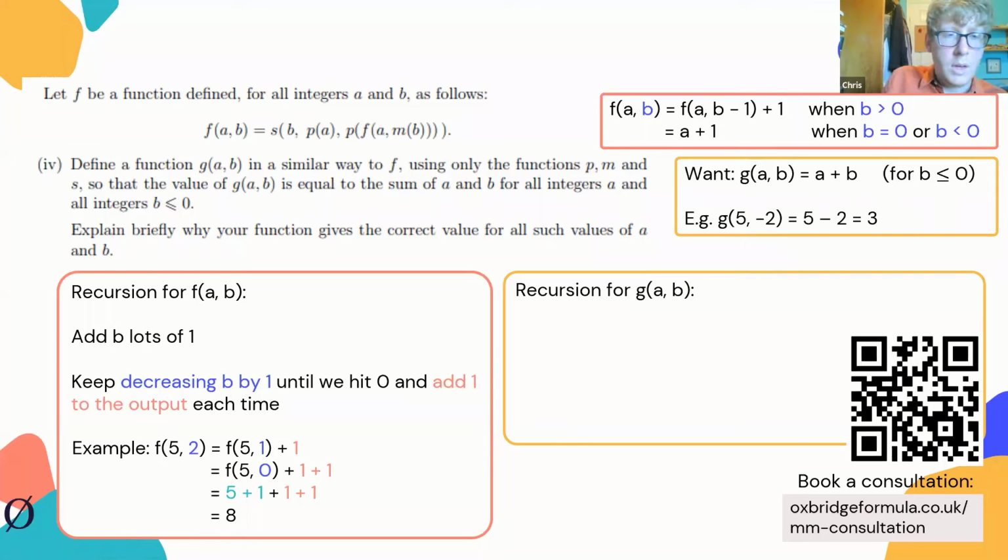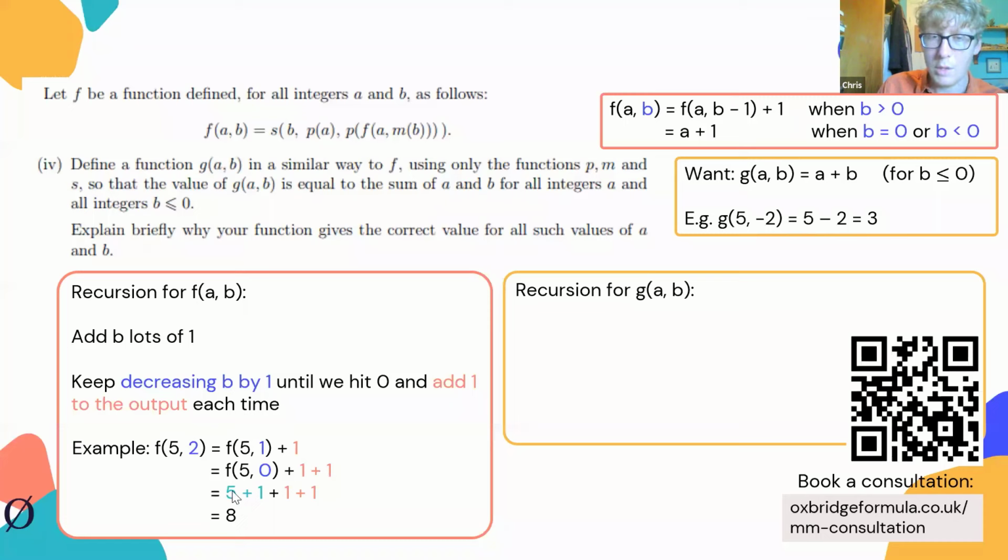And on the left in this pink box, we've got what we just said the function f does. You add b lots of 1, then you hit 0, and you add 1 to the output each time. These are the things you should be looking back at in your previous working when you're trying to find out what g is. So we've got a calculation as well we can compare to.